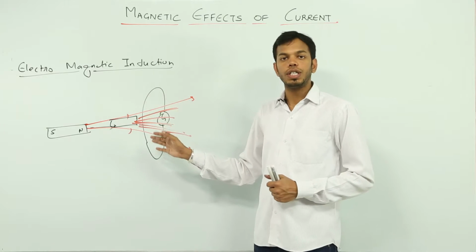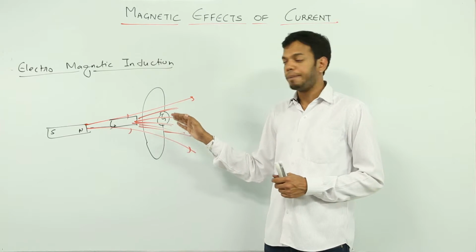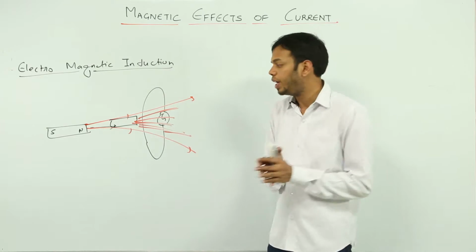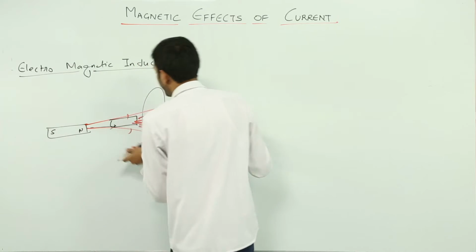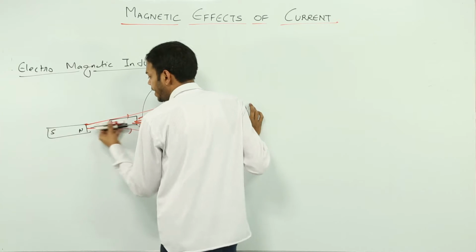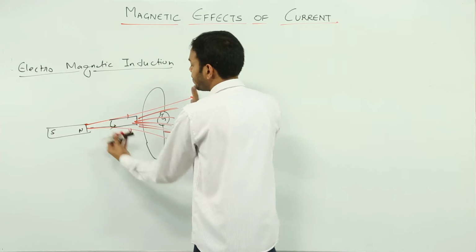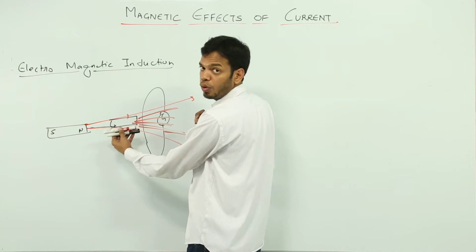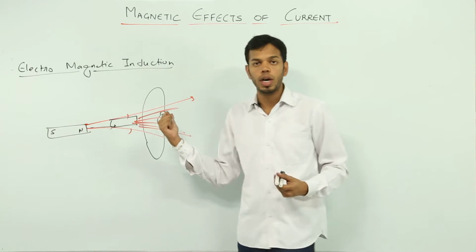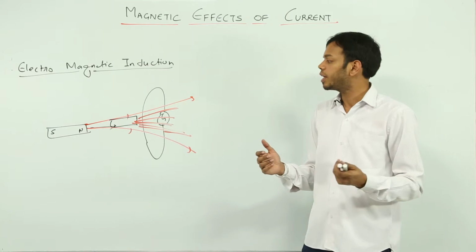See, according to observation, the current was flowing in this loop only till the point when the magnet was moving. Till the point the magnet is moving, you will see a deflection. You bring the magnet close and stop the magnet right here, the deflection will go back to 0. That means when the magnet is not in moving position, then there is no current in the circuit. So what does this give us?